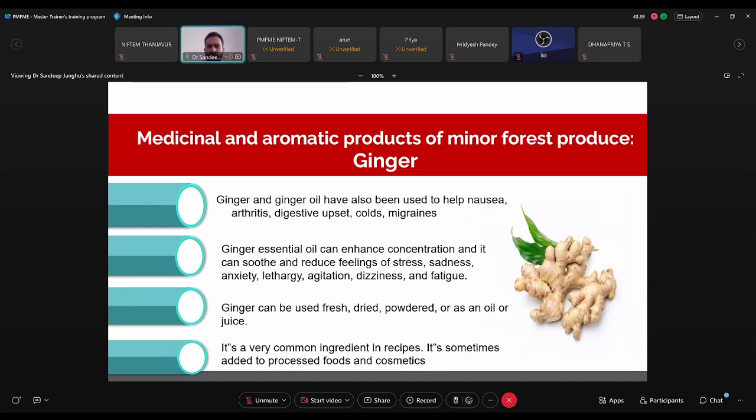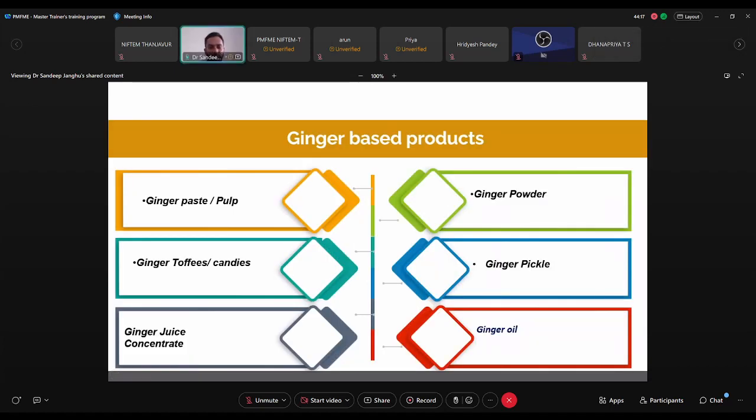Talking about ginger, I think all of us have used and availed the benefits of fresh and different kinds of products from ginger, and it helps in curing cold, nausea, arthritis, and digestive problems. It is due to the compounds present in ginger, mainly gingerol. We can extract or convert ginger into various products like oleoresins, ginger oil, and other products like powder and paste. We can make candies out of this.